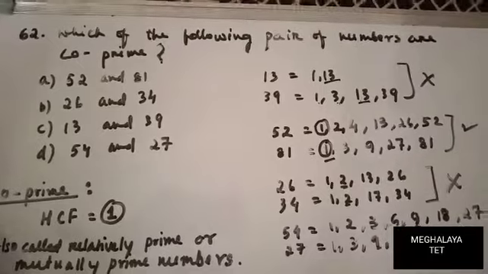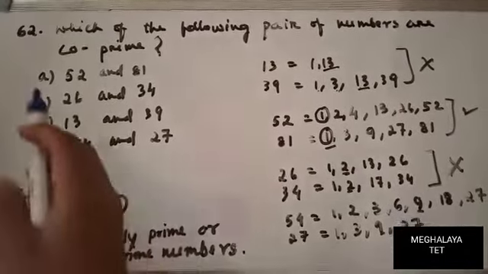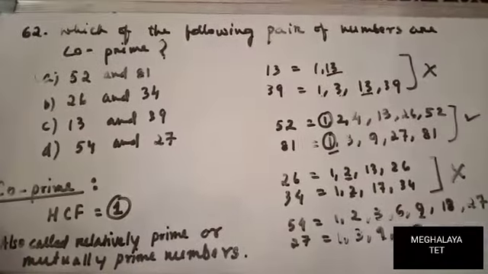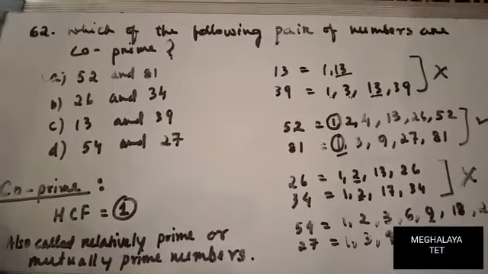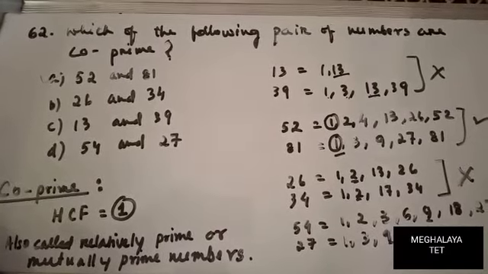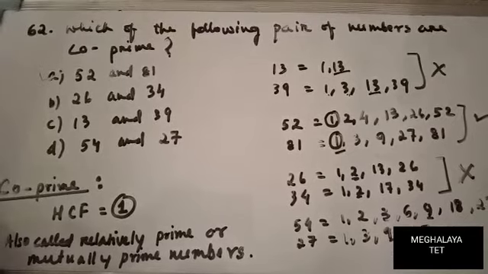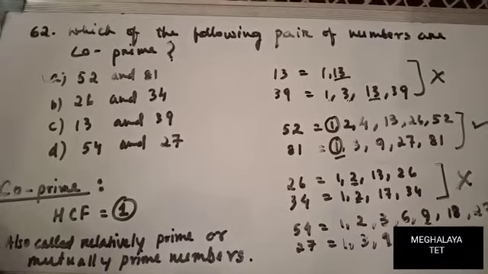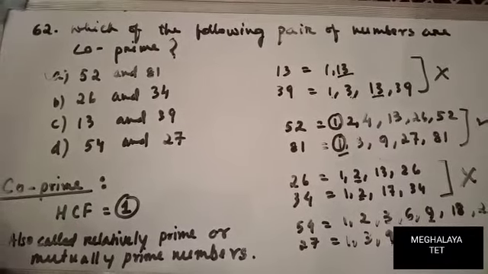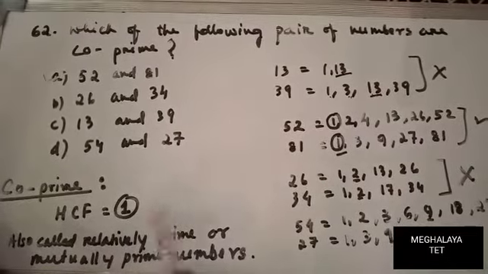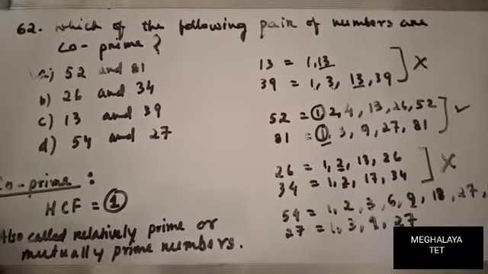So the answer is option A. Option A is the right answer for this question. These two numbers satisfy the coprime property. These are the coprime numbers, because their highest common factor is 1. Okay, next question.